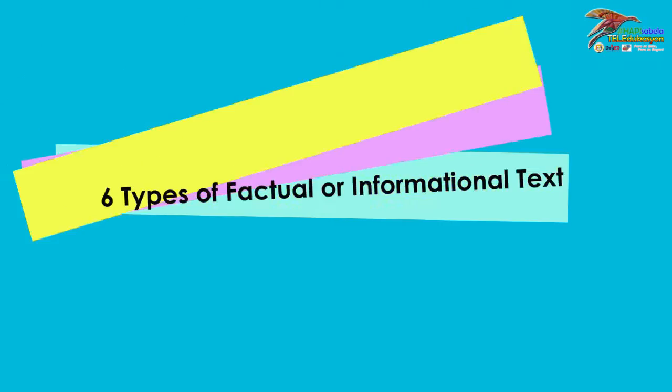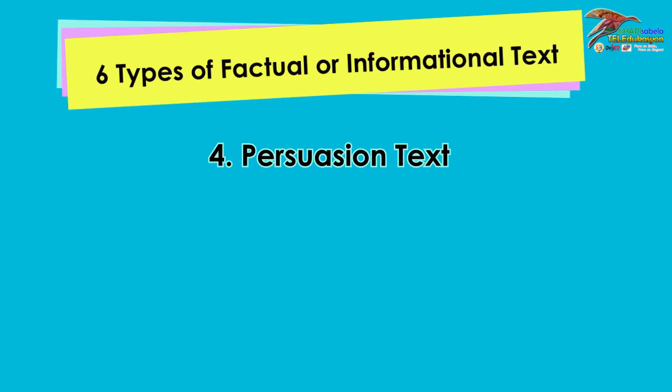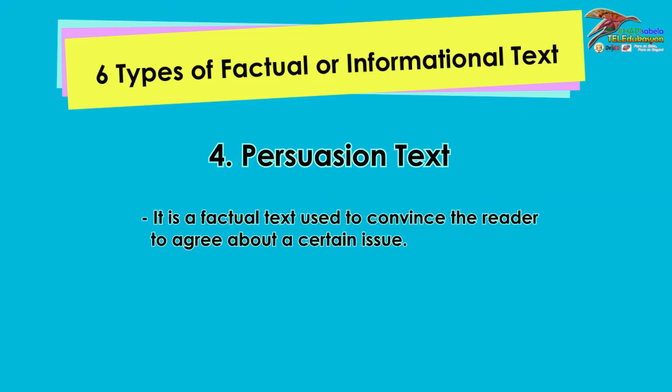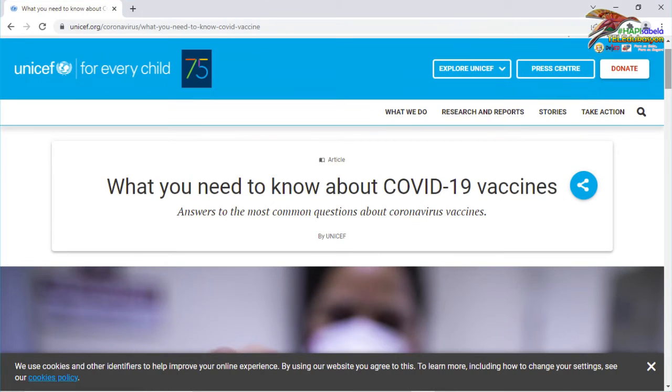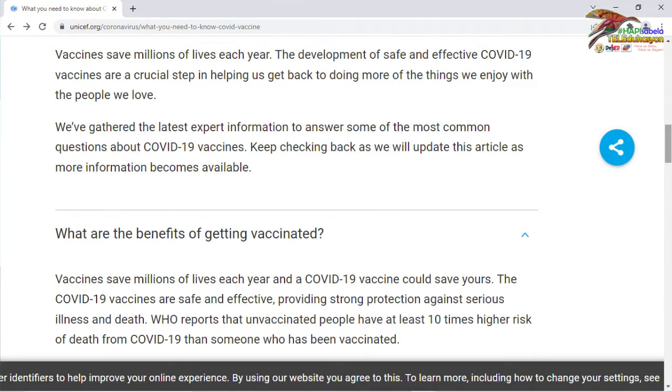We also have the persuasion text. It is a factual text used to convince the reader to agree about a certain issue. One potential topic for persuasion text is about convincing the people to get their COVID-19 vaccine.